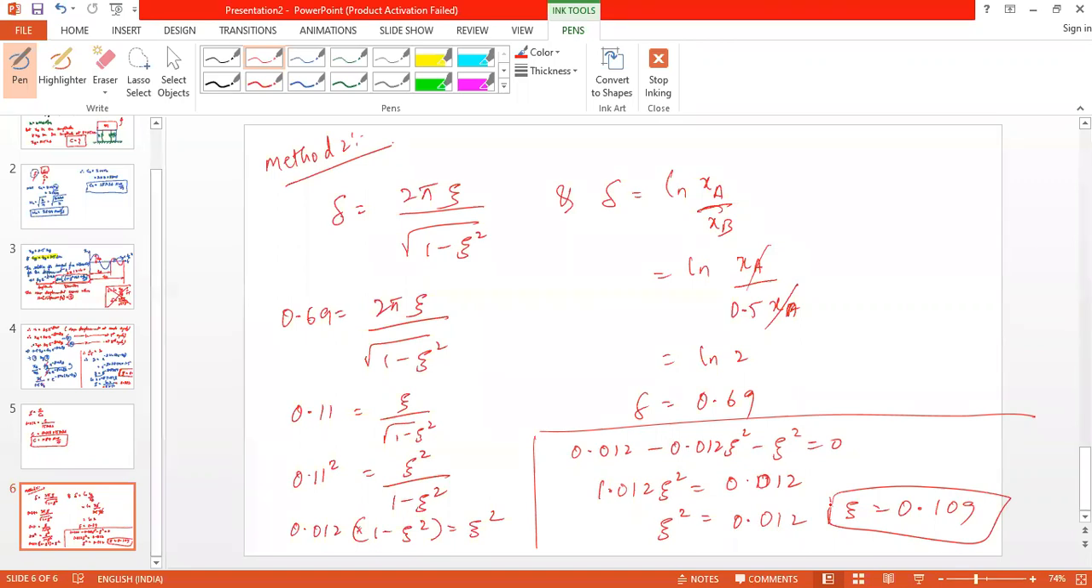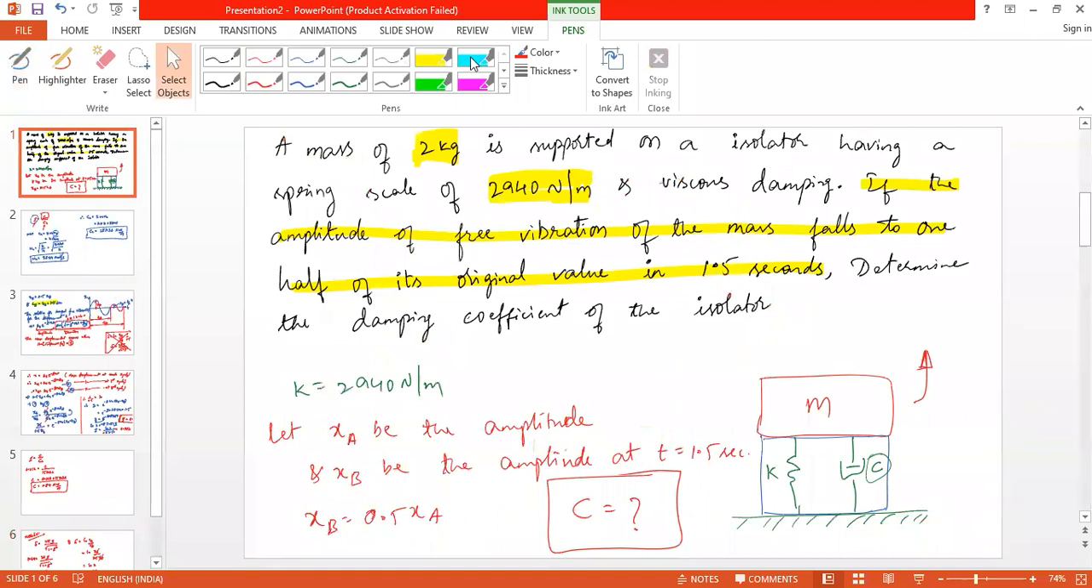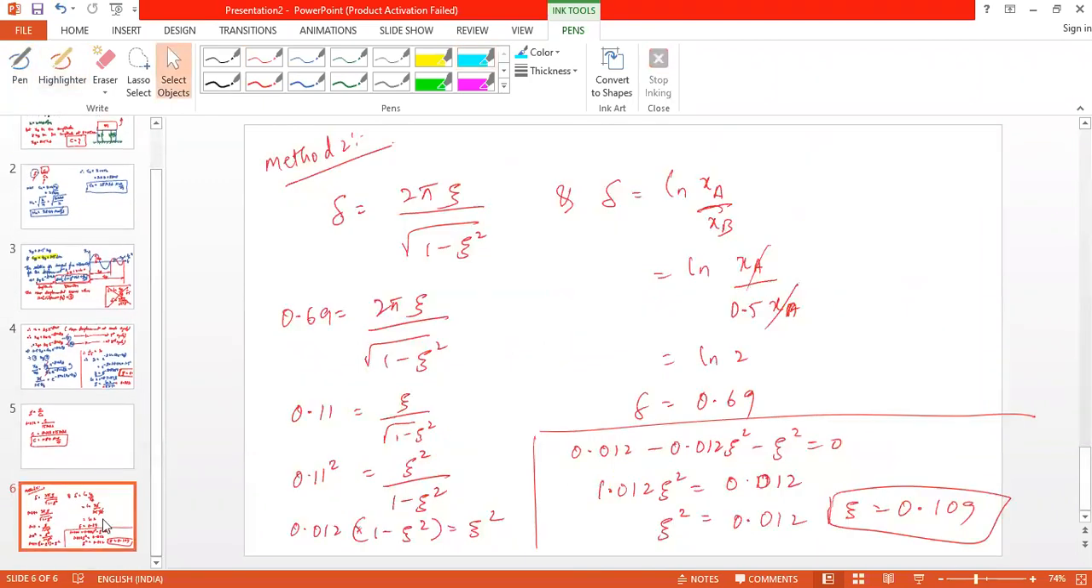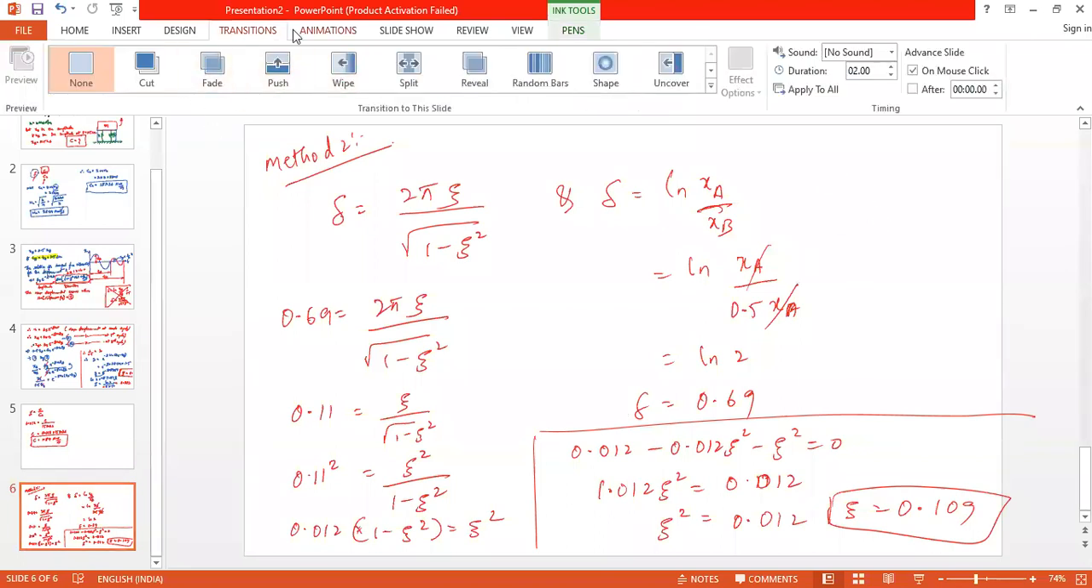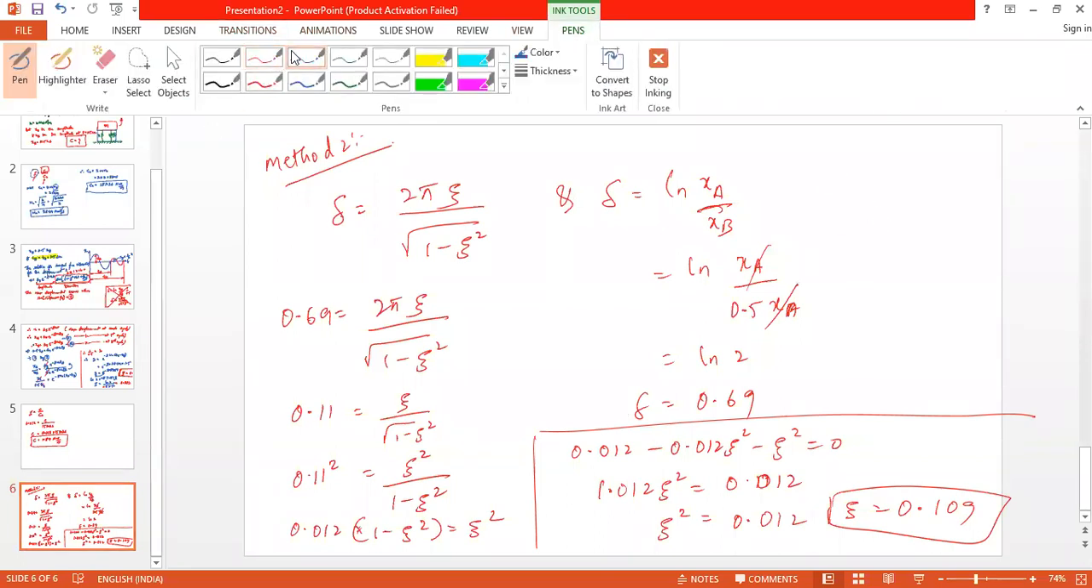Okay, but here we cannot follow this method because there is one more parameter which is given. We need to use this data. Time is given here, and we have not used that. So we cannot solve the given problem by using this method.